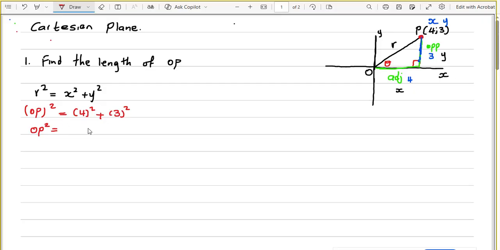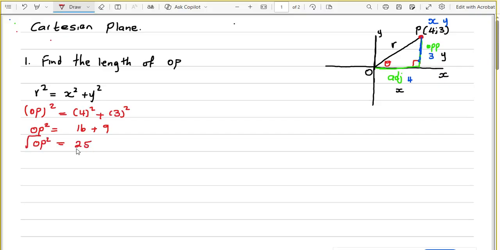Do you have your calculator with you? What do you get if you say 4 squared plus 3 squared? Because we know that 4 squared is 16, right? And this is 9. Then when you add the 2, this is just 25. And then OP squared is 25.